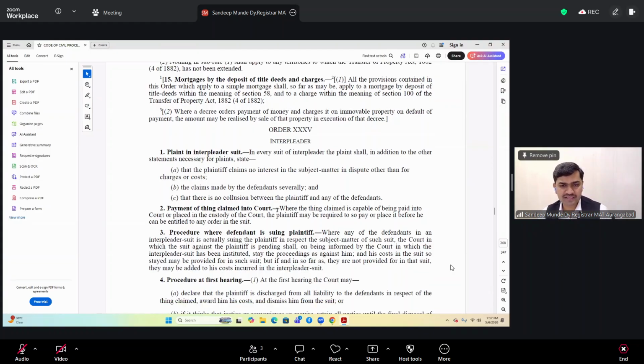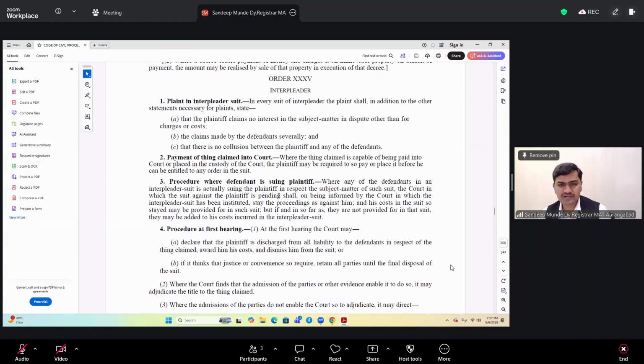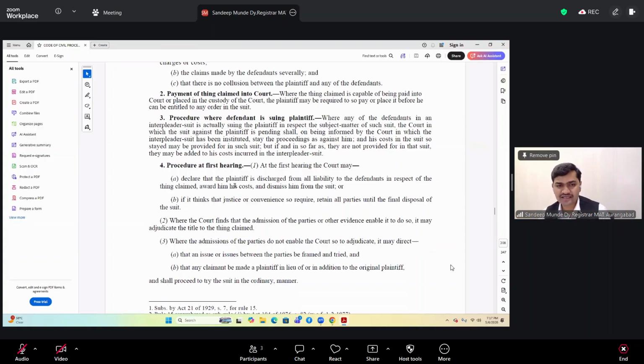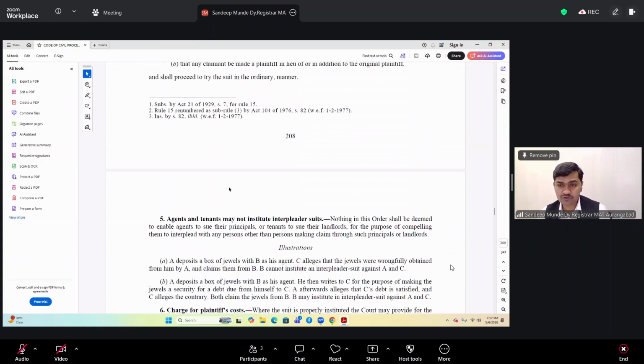So, payment of the thing claimed into court, procedure where a defendant is suing the plaintiff, procedure at the first hearing: he can be directly told that he is not entitled to any kind of relief. But if it is found that earlier any kind of suit is pending between the two defendants, that suit is not maintainable as an interpleader suit.